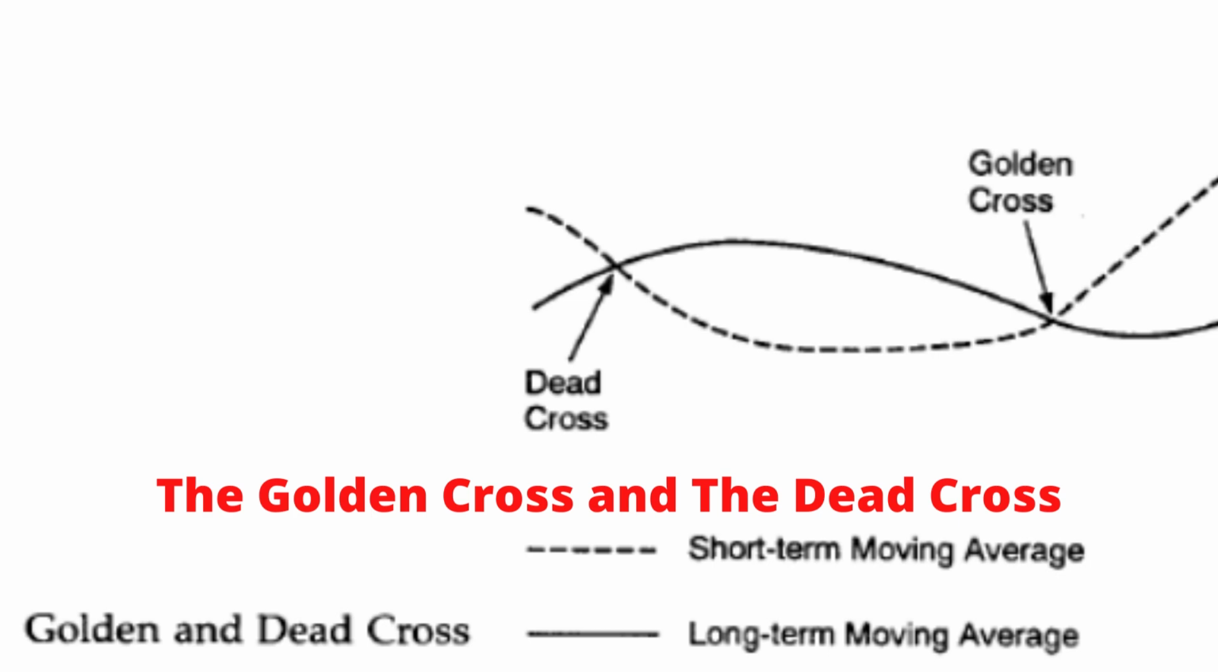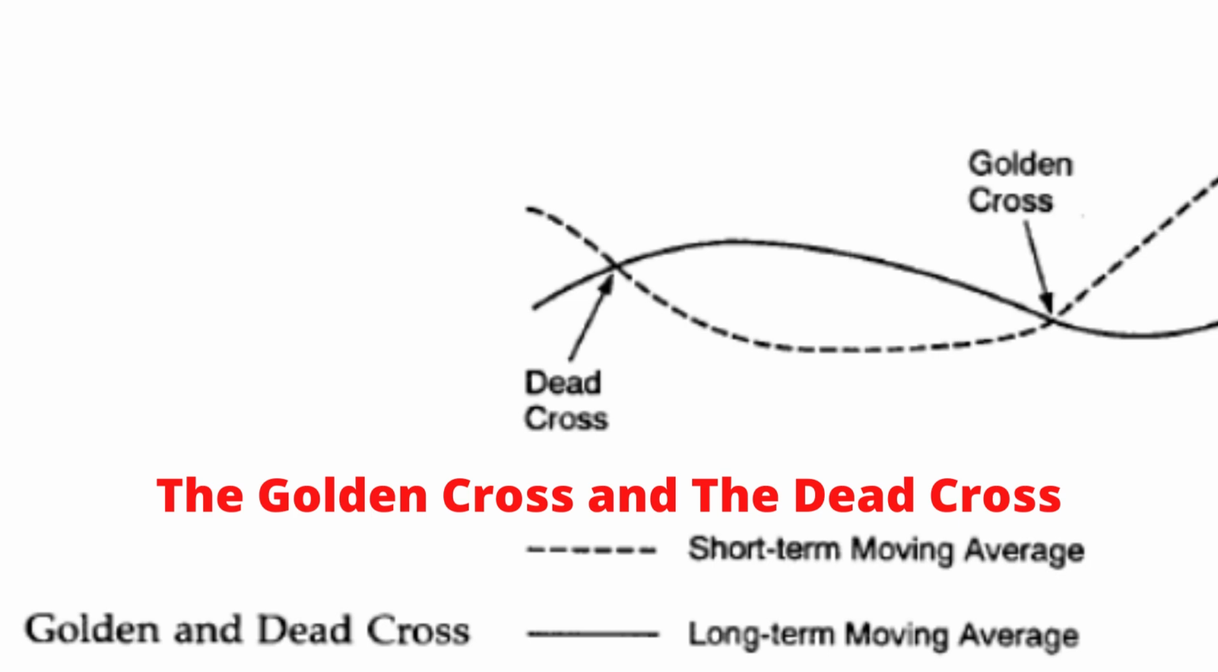As shown in this image, if a shorter-term moving average crosses over the longer-term moving average, it is viewed as a bullish sign. The Japanese call such a crossover a golden cross. A dead cross is a bearish indication that occurs when a short-term moving average crosses under the longer-term moving average.